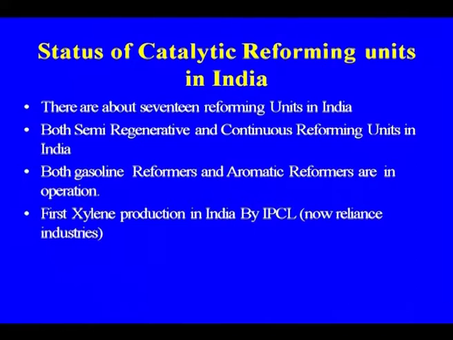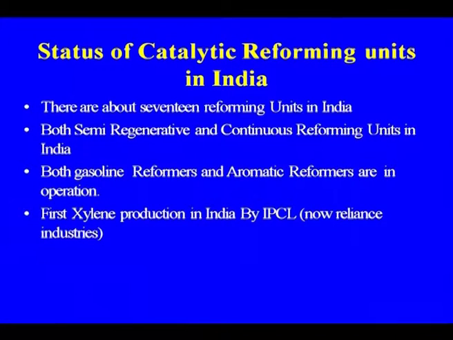So, there are about 17 reforming units in India, both semi-regenerative and continuous reforming units, both gasoline reformers and aromatic reformers, because some of the refineries like BPCL, IOC Vadodara, Chennai, Cochin refinery, Haldia refinery are all producing both. Even BRPL, Bongaigaon Refinery and Petrochemical, are producing gasoline as well as aromatics, which they separate for various end uses as chemical feedstock for production of a large number of chemicals.